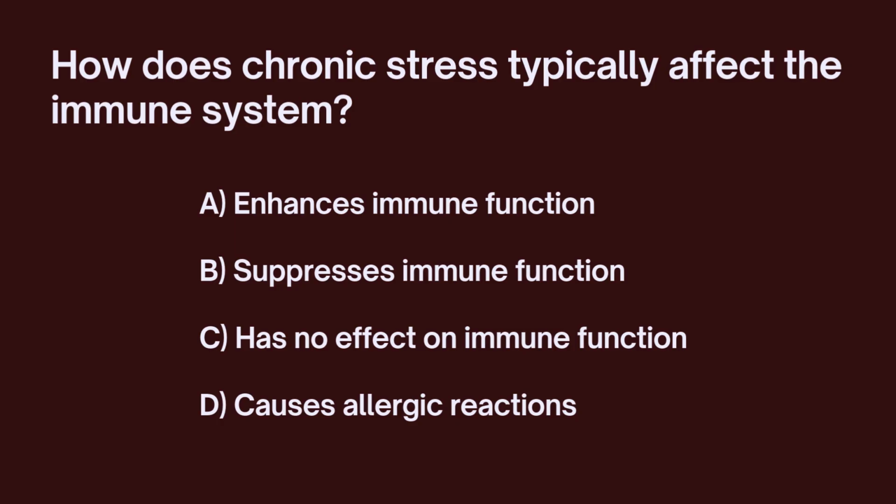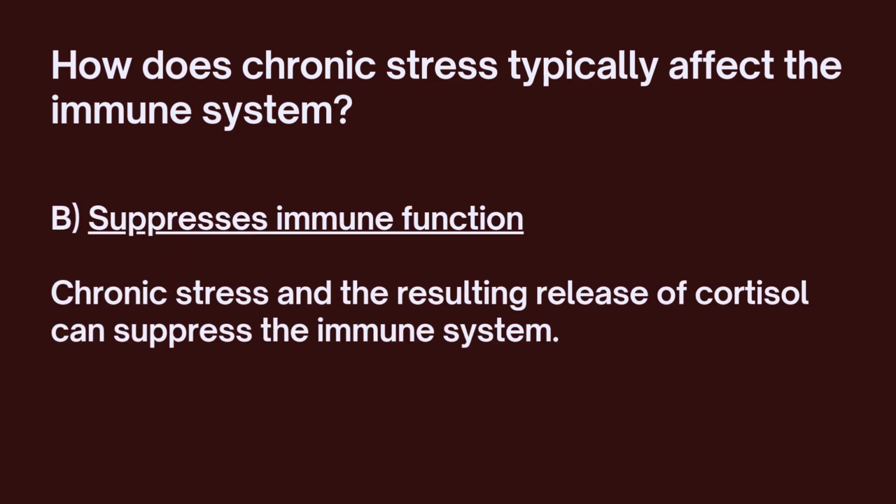How does chronic stress typically affect the immune system? A. Enhances immune function. B. Suppresses immune function. C. Has no effect on immune function. D. Causes allergic reactions. 5 seconds. Correct answer. B. Suppresses immune function. Chronic stress and the resulting release of cortisol can suppress the immune system.